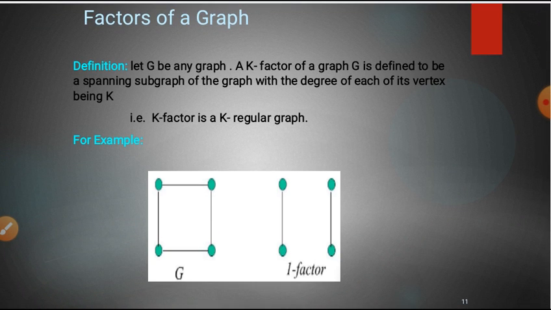Now the next term we are using is the factors of a graph. What is the factor of a graph? It represents the degree of vertices. So see the definition first. Let G be any graph. A k factor of a graph G is defined to be a spanning subgraph of the graph with the degree of each of its vertices being k. K means a given factor value, whatever. That is, a k factor is a k regular graph.